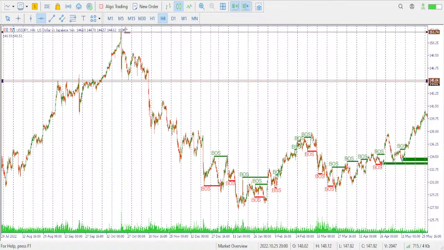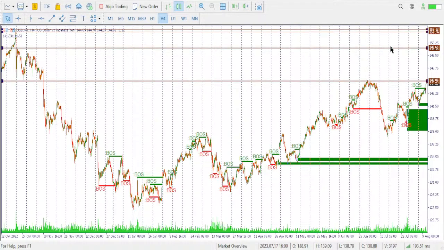So we want to see 6.5. If this is broken, the next target is 152.12. So that is my opinion on that chart in that direction.